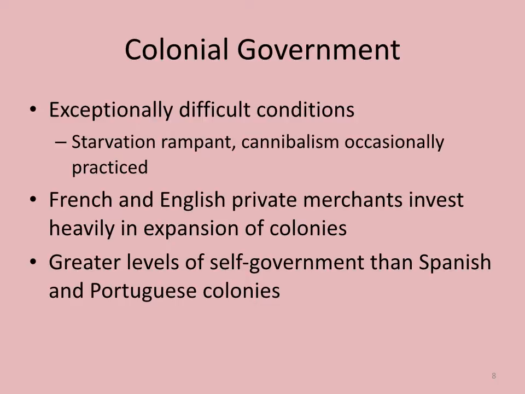Now, when we talk about colonial governments, they are very difficult. It is not fun to be a colonist. No one is ever jealous of a colonist because starvation is very, very prevalent. Cannibalism occasionally practiced.